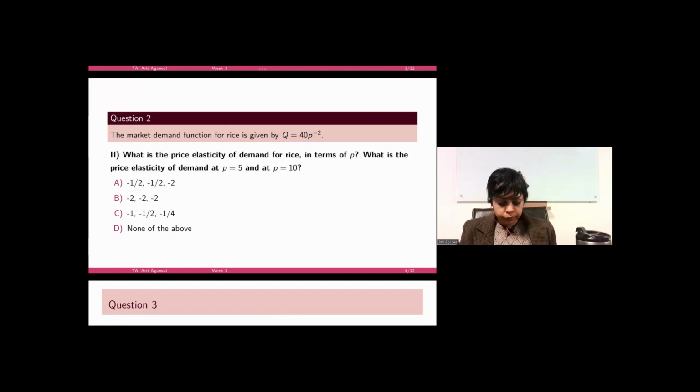This is a different function. Now, I'll just mute myself for 3 minutes. Just solve this question, and then we'll come back to this question and we will discuss what is the correct answer.